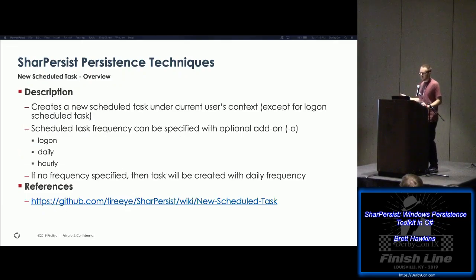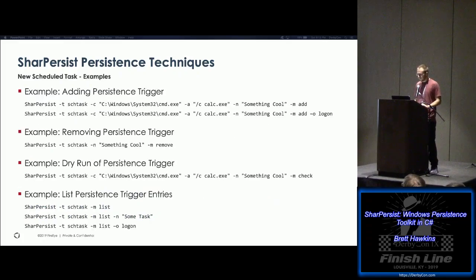Next one, new scheduled task. So it's going to create a new scheduled task under the current user's context, except if you want to specify one to run at logon, that's going to require admin privileges. You can specify the frequency with the -O. If you don't specify frequency, then it's going to be created with a daily frequency, and that scheduled task will be scheduled to run at a random time between 10 a.m. and 12 p.m. local time. Why? Because most people are using their machines between 10 a.m. and 12 p.m. local time.